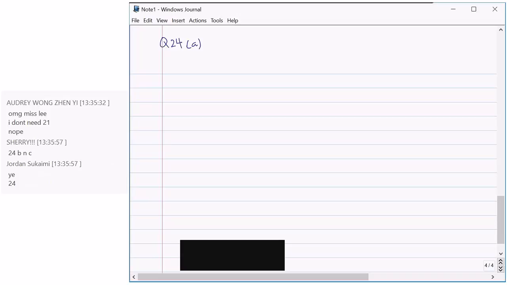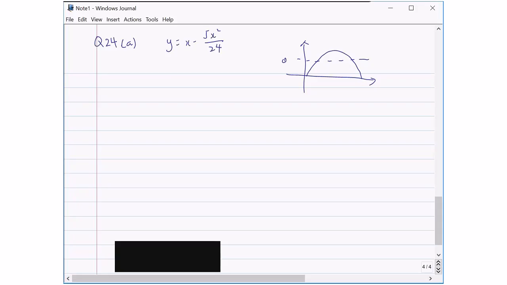Okay, I know that you all only asked for 24B and C, but for completeness, I'll do the entire question 24, okay? So you have y equals to x minus 5x squared over 24, and this describes the motion of the water path. And the graph is a little bit out. It's supposed to look like this, and then this is 0.9, this is y, this is x.